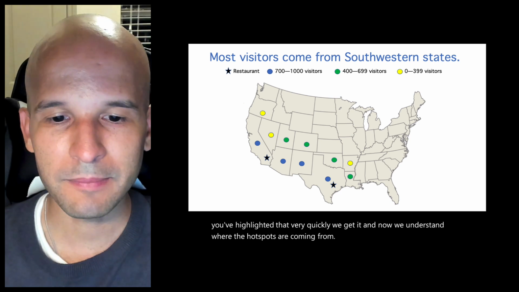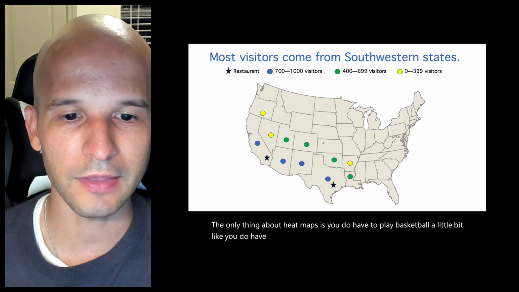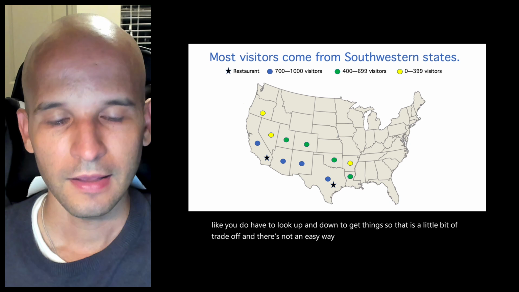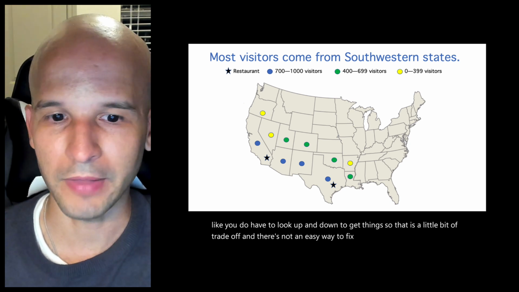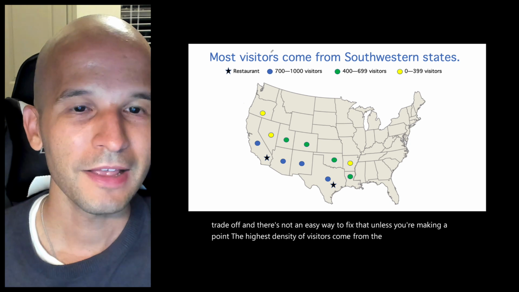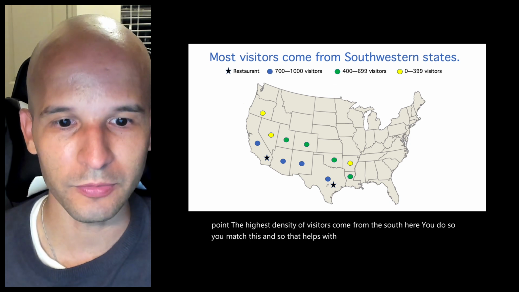The only thing about heat maps is you do have to play basketball a little bit. Like you do have to look up and down to get things. So that is a bit of a trade-off. And there's not an easy way to fix that unless you're making a point like the highest density of visitors come from the south, which here you actually do. So you match this, and that helps. At least you're saying most.